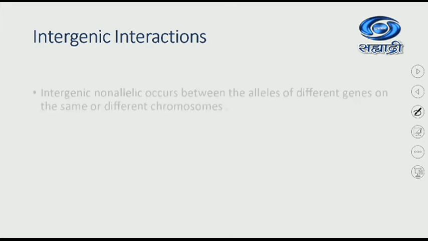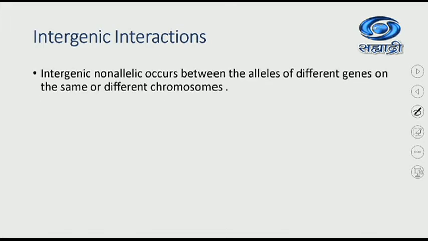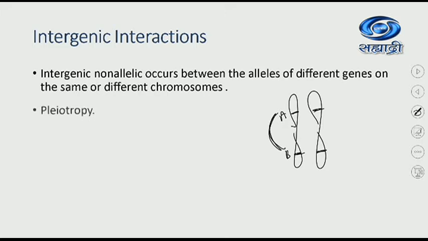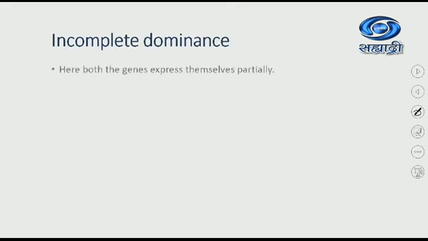And second is intergenic interactions. Intergenic, that is non-allelic, occurs between alleles of different genes on the same or different chromosome. This is chromosome, this is chromosome. This is one gene, this is one pair of alleles, and this is the second. Suppose this is A, B. And if the interaction is between A and B, 2 different alleles, different genes, but they may be on the same or different chromosome, then it is intergenic. I hope you understood. Here we'll study pleiotropy, polygenes, epistasis, supplementary, complementary genes, out of which we'll be studying only pleiotropy. Let us start with incomplete dominance.